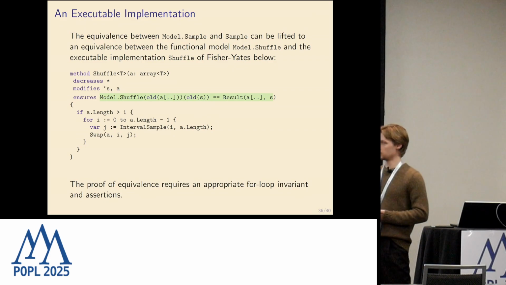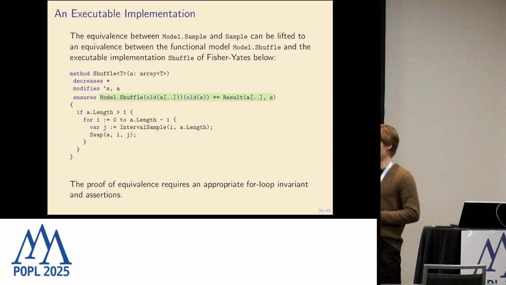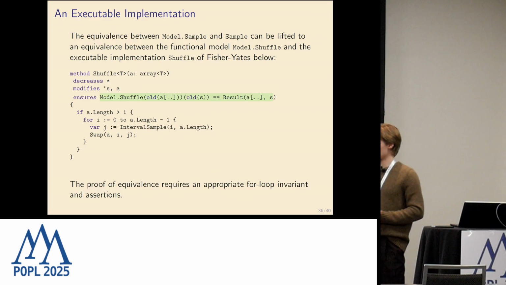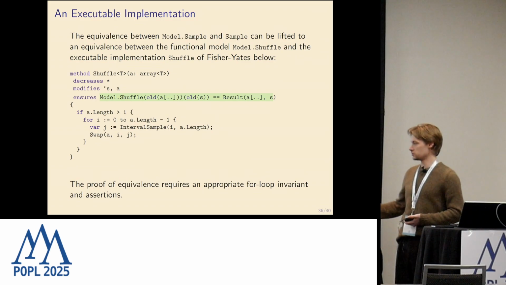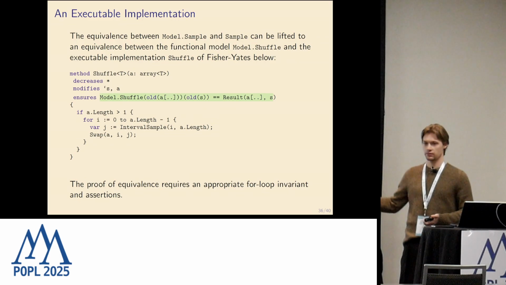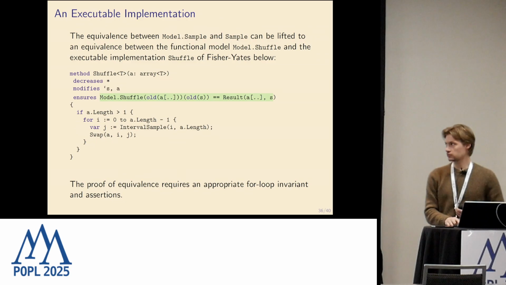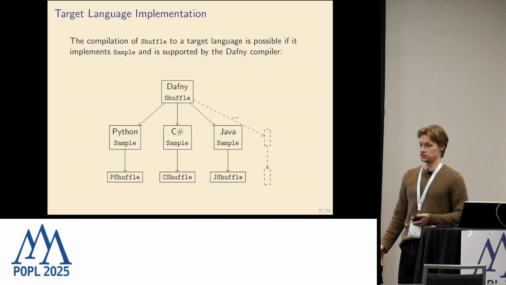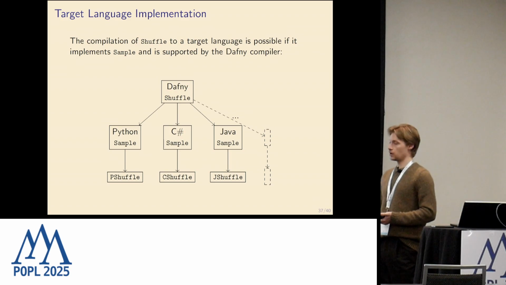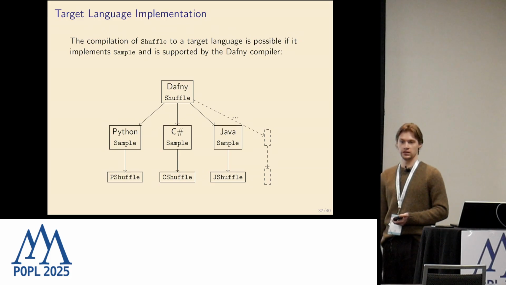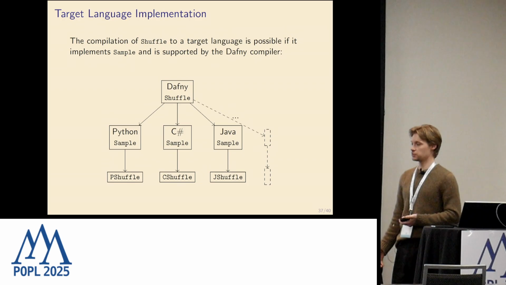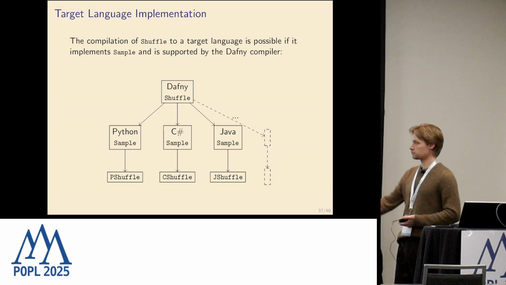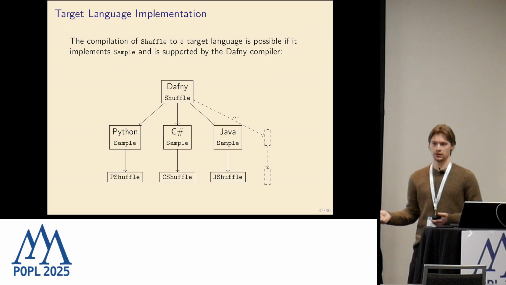And the actual implementation is very similar to the functional one, but you operate on arrays, and it's a method, right? And you modify this internal bit stream. The proof of equivalence uses some appropriate for loop invariant and some assertions that I have omitted here. And so we can compile the Fisher-Yates shuffle to target languages if, one, the Dafny compiler compiles to that language, and two, the target language offers us an implementation of this uniform sampler, which a lot of languages obviously have. And we have that, I think, for 3 languages in the framework right now.